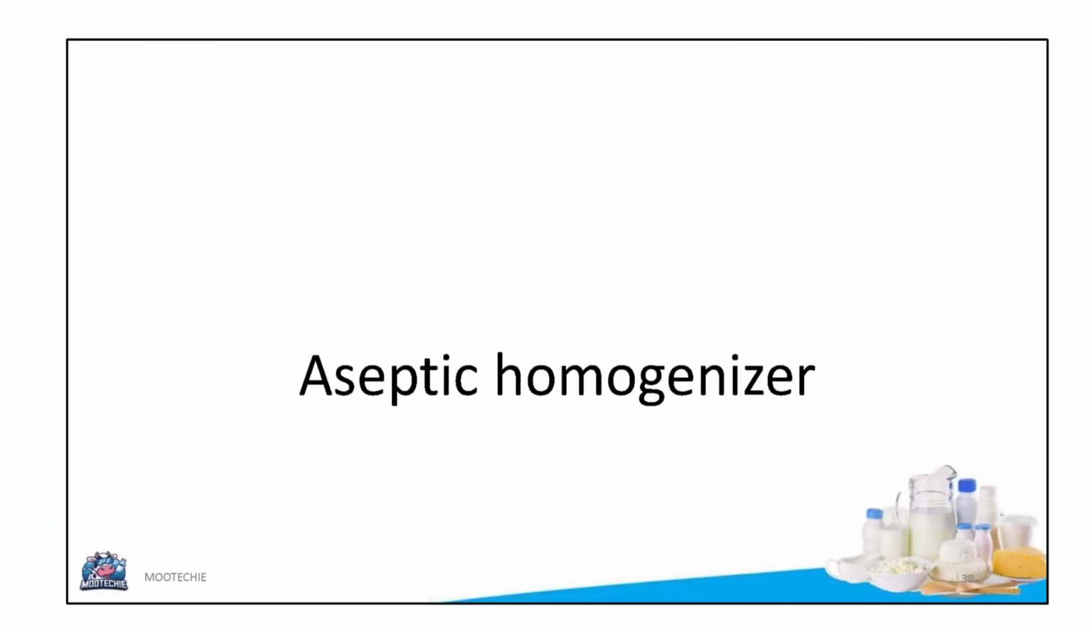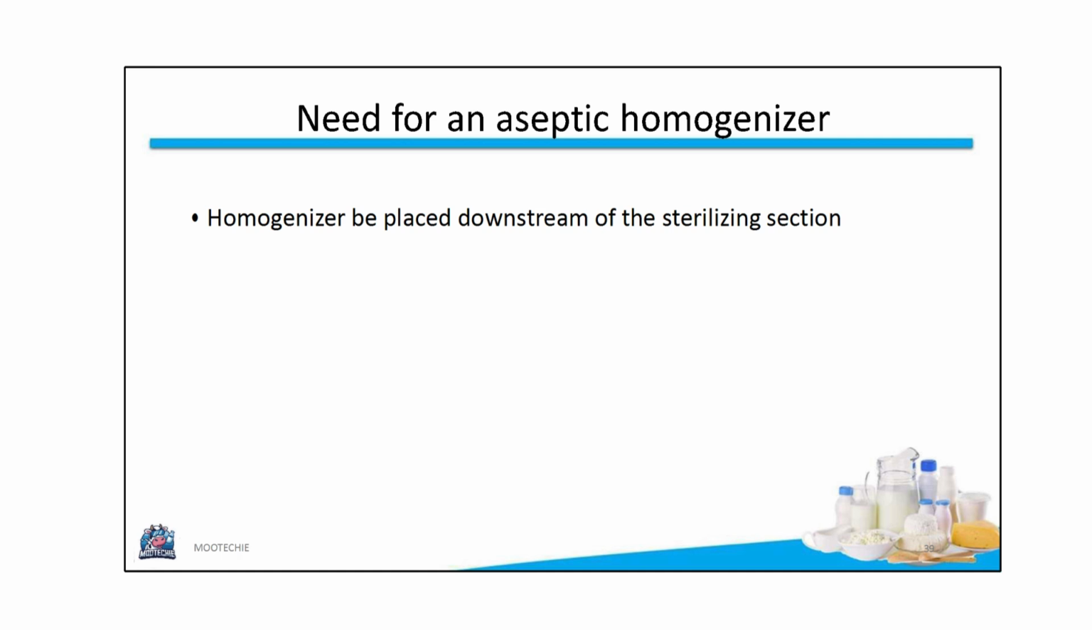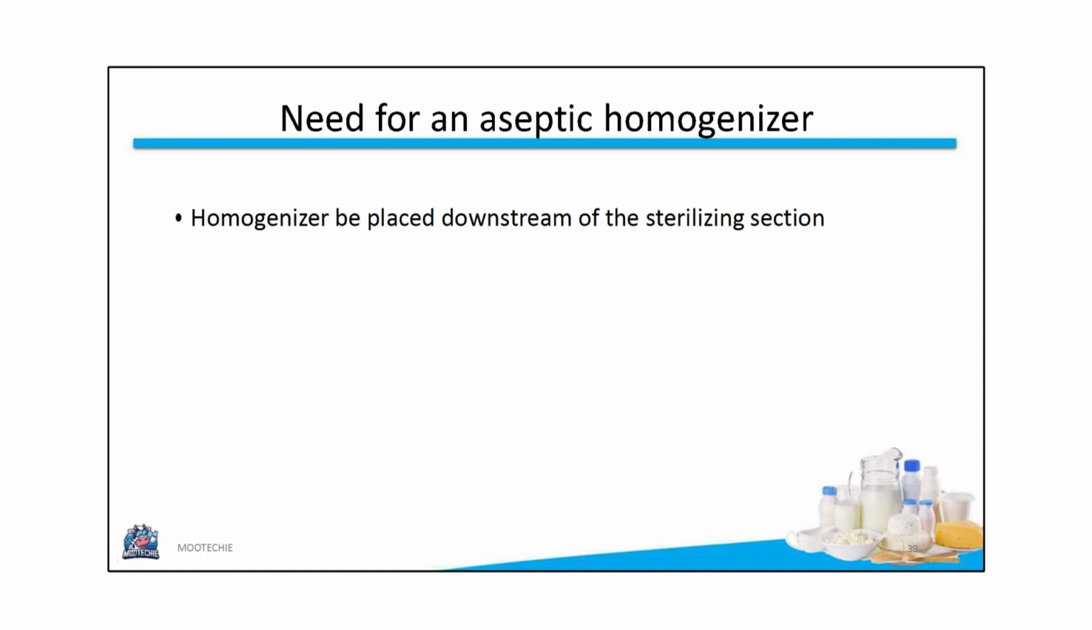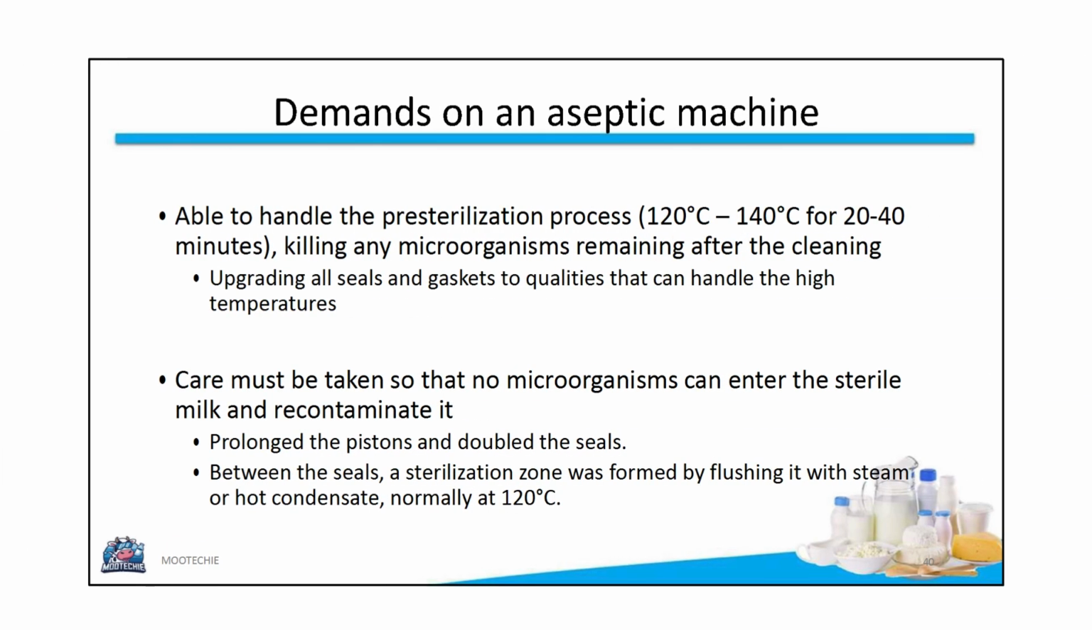For sterile products, an aseptic homogenizer is needed. This is because the homogenizer must be placed downstream of the sterilizing section in a UHT plant. An aseptic machine has special demands. It must be able to handle the pre-sterilization process, which involves heating to 120 to 140 degrees Celsius for 20 to 40 minutes to kill any microorganisms.